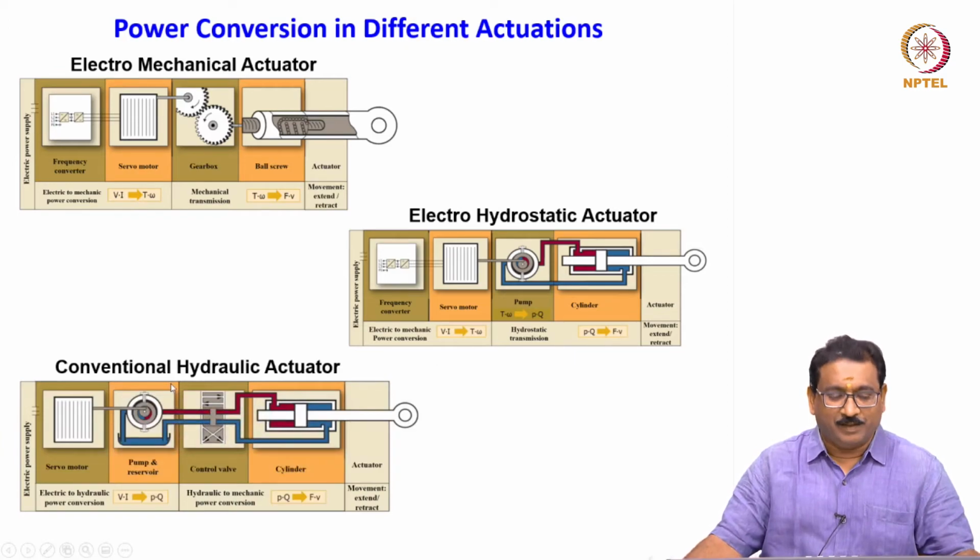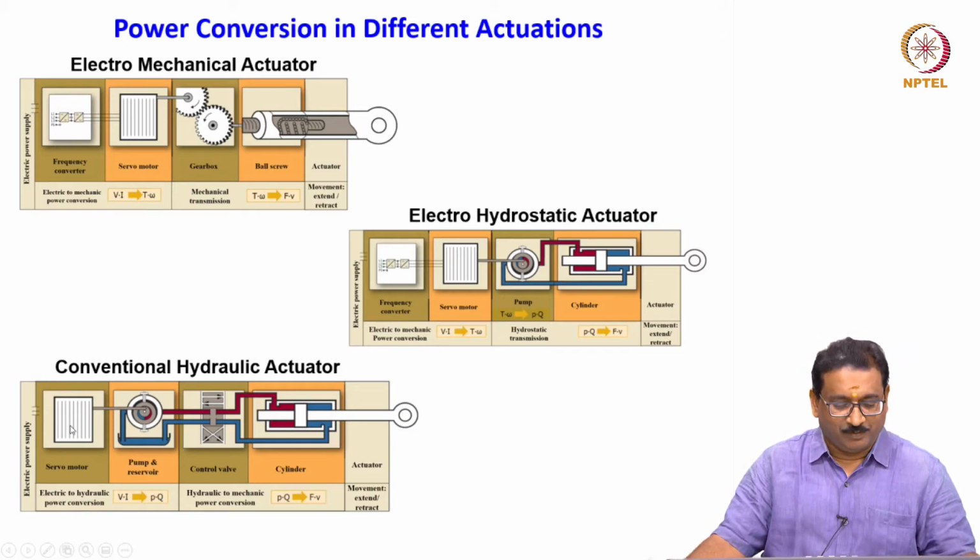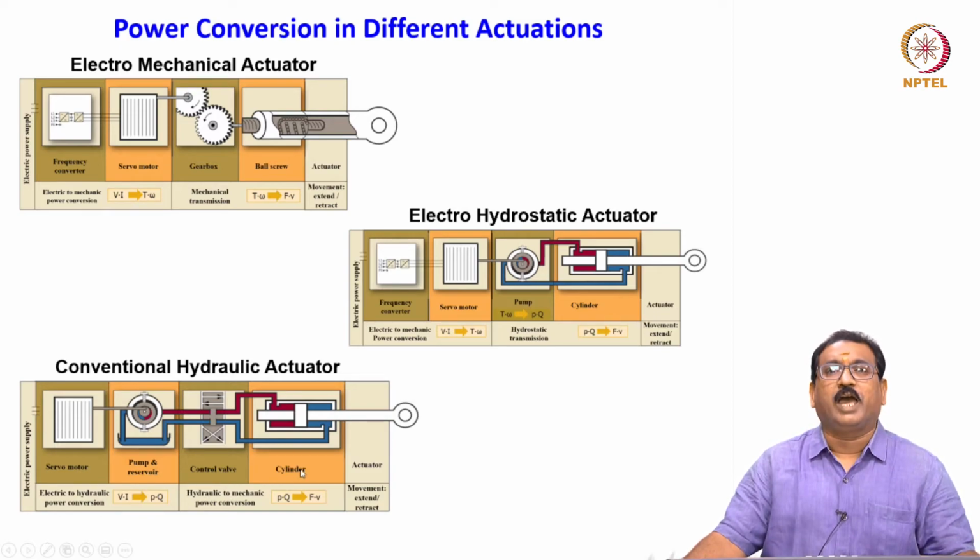Now we will see, friends, the conventional hydraulic actuator. What is this? Here you will see the electric to hydraulic power conversion: the servo motor drives the pump, and there is a reservoir, with V and I as input to the servo motor, giving the pump output P and Q, which is directed to the control valves. You will see control valves here, which you will not find in the previous systems. From the control valves it goes to the actuators. What is the hydraulic to mechanical power conversion? Here P and Q are used, and F and V are the output, similar to before.